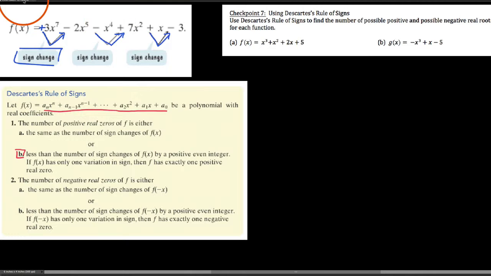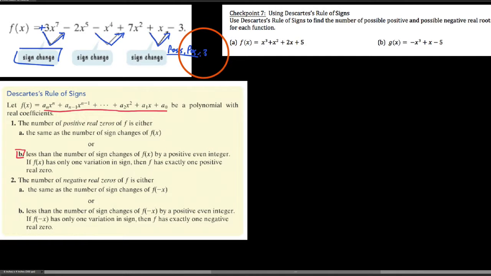And so, for this 7th degree function right here, what we could say is that the possible positive zeros that exist for this, I could say 3. Now, the other thing is this part B. It says it's either the same as the number of sign changes, which were 3 sign changes for this f of x up here, or less than that number of sign changes by an even number.